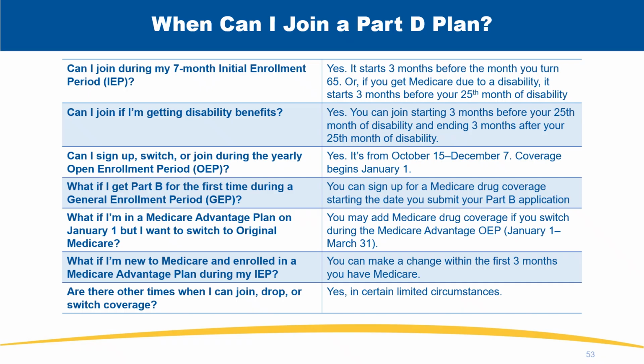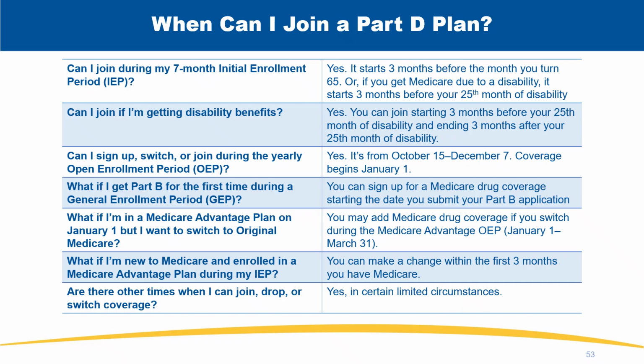Can I sign up, switch, or join during the yearly open enrollment period? Yes, it's from October 15th through December 7th. Coverage begins January 1. What if I get Part B for the first time during a general enrollment period? You can sign up for Medicare drug coverage starting the date you submit your Part B application.